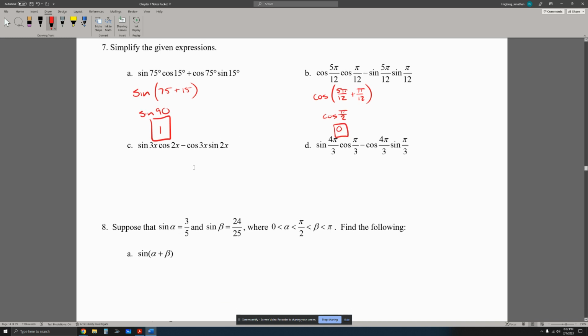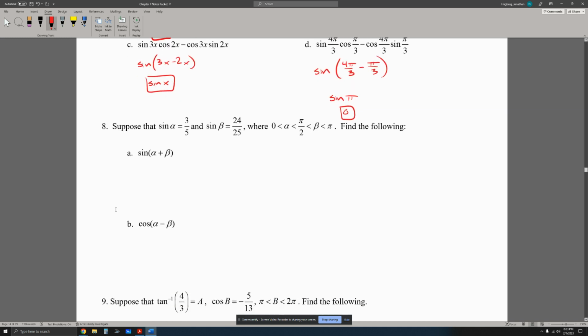Letter C, here we have sine 3x cosine 2x minus cosine 3x sine 2x. Because we're alternating trig functions, I know that this is sine, and then we're taking the difference, so 3x minus 2x. So this simplifies to just the sine of 1x, or just sine x. And last but not least, we're alternating sine and cosine here, so this is a sine formula, and then we're taking the difference, so 4 pi thirds minus pi thirds. So this is equal to the sine of 3 pi thirds, or pi, which is equal to 0.